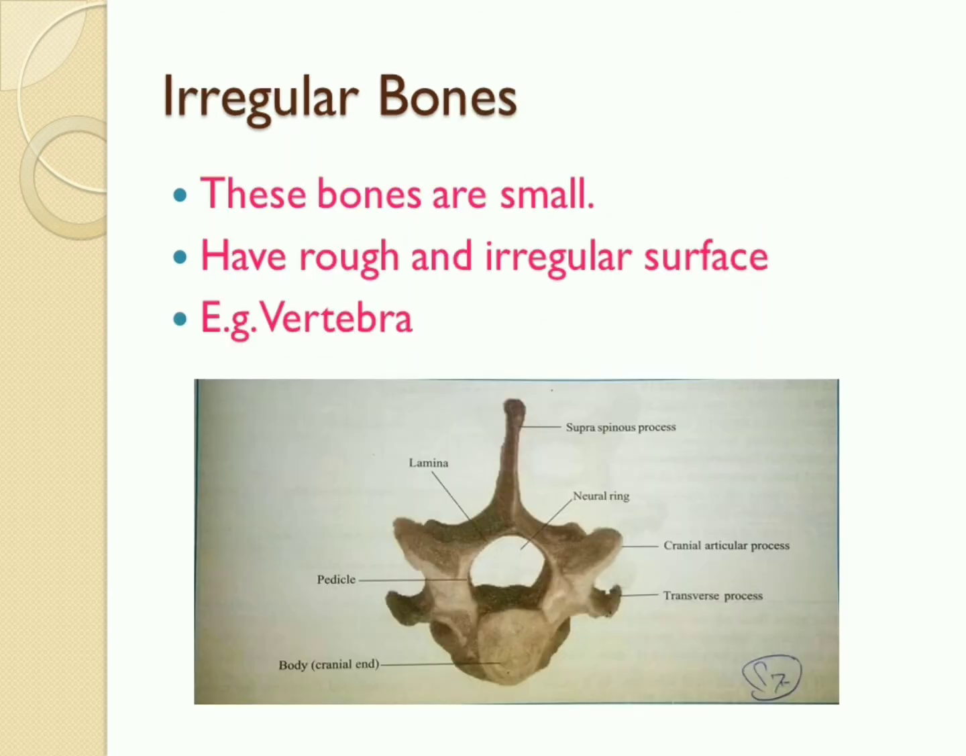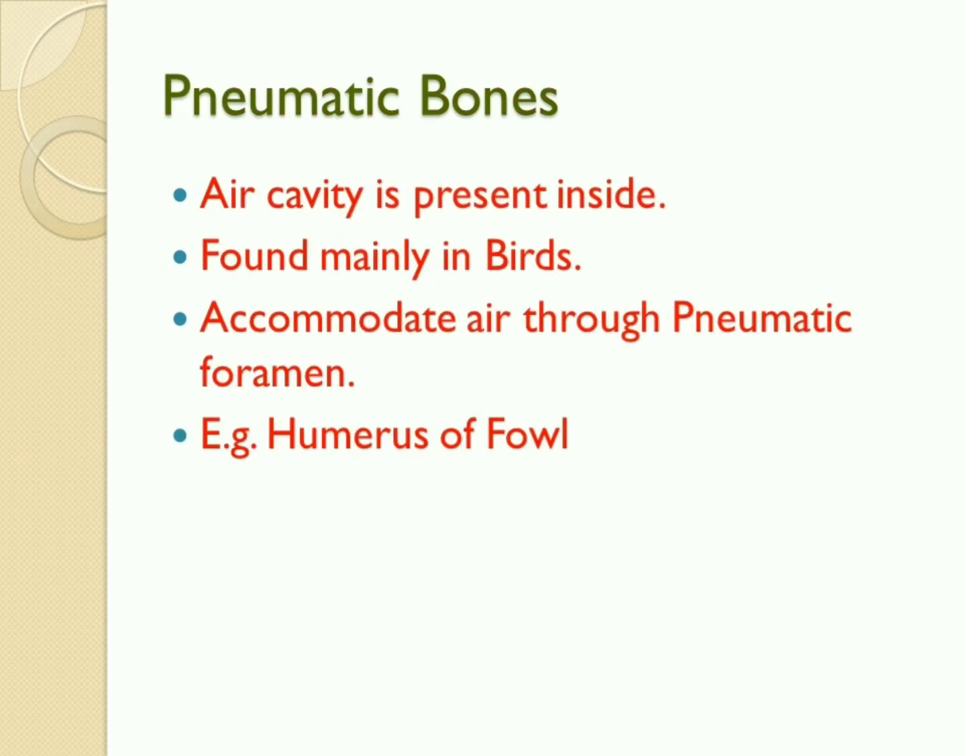Then the irregular bones. These irregular bones are very small bones and they have a rough and irregular surface. For example, vertebra of the vertebral column. Then a special category of bone known as pneumatic bones. These bones contain air cavities inside them. They are mainly found in birds and they accommodate air through pneumatic foramen. For example, humerus of fowl.